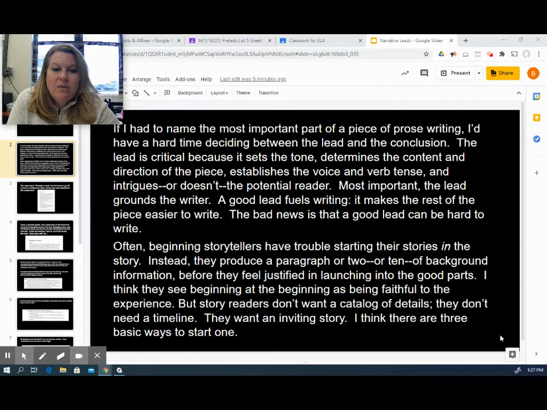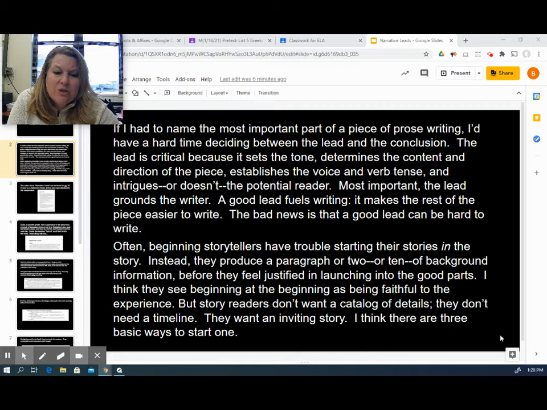A good lead fuels writing. It makes the rest of the piece easier to write. The bad news is that a good lead can be hard to write. Often, beginning storytellers have trouble starting their stories in the story. Instead, they produce a paragraph or 2 or 10 of background information before they feel justified in launching into the good parts. I think they see the beginning at the beginning as being faithful to their experience.